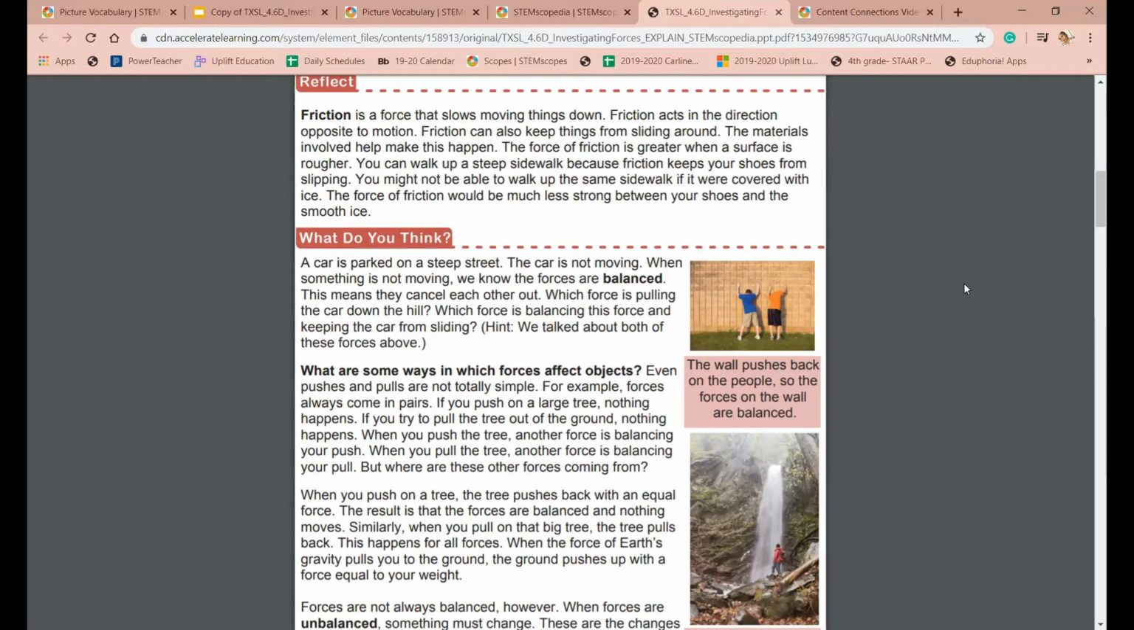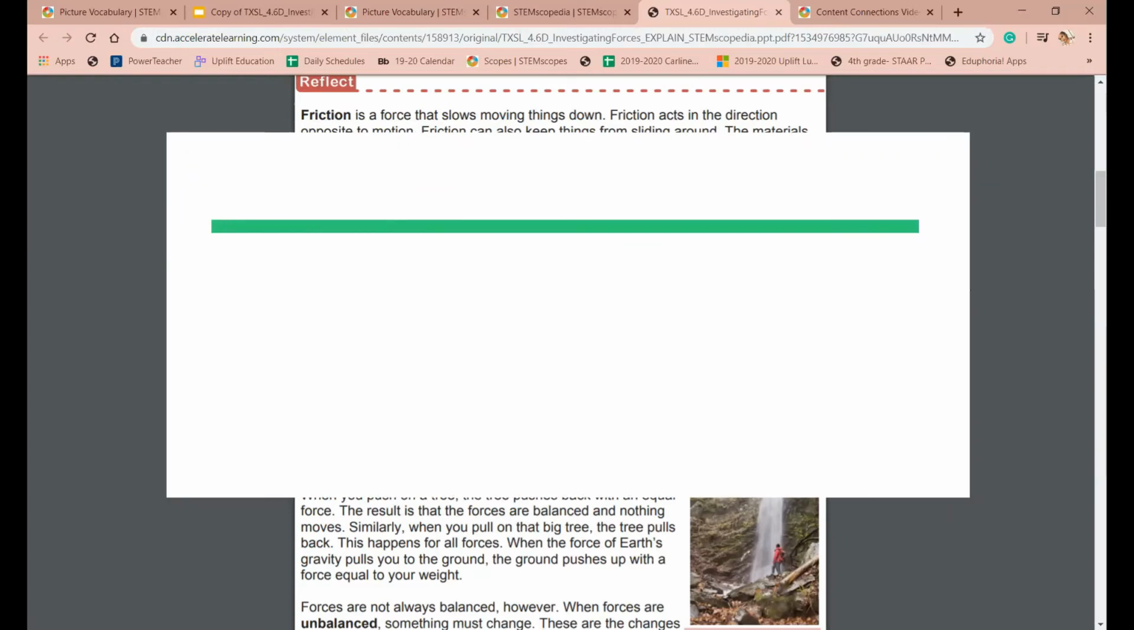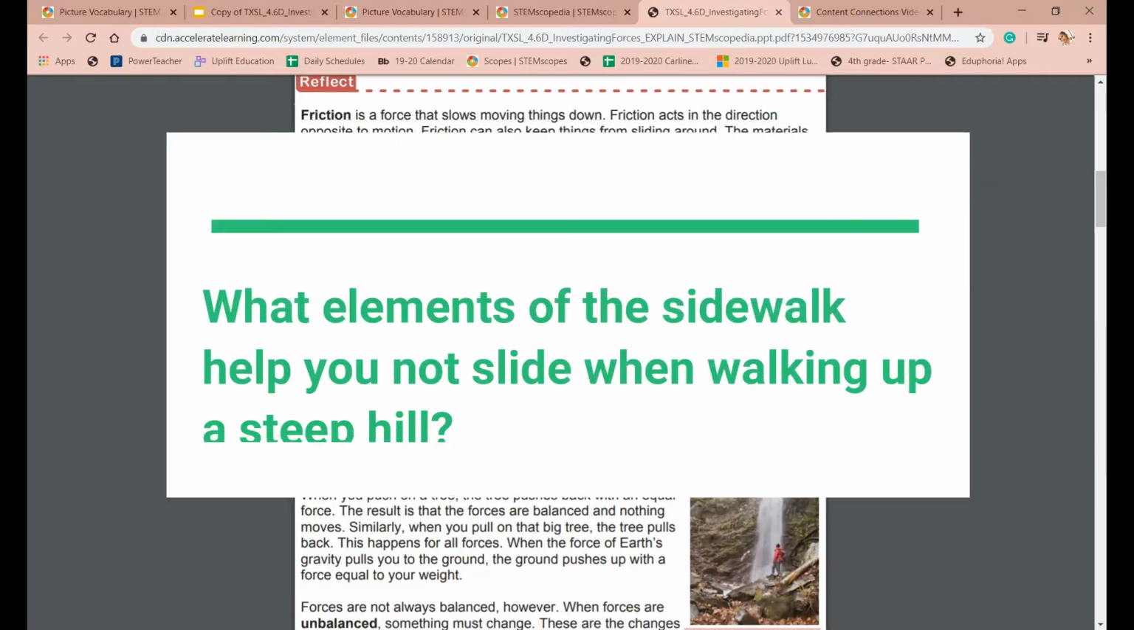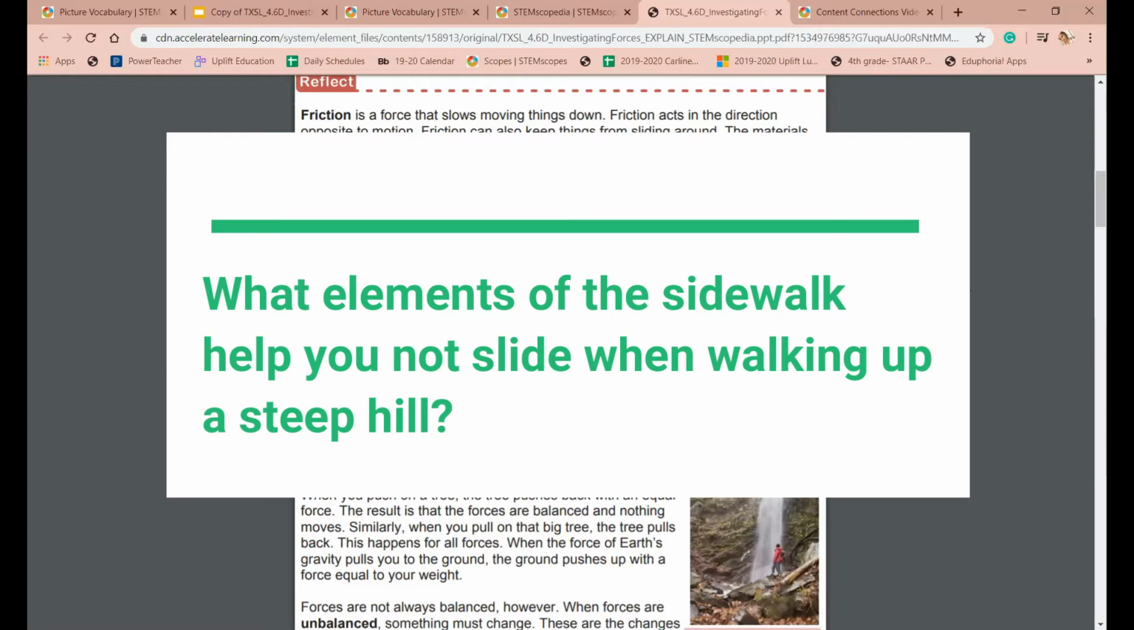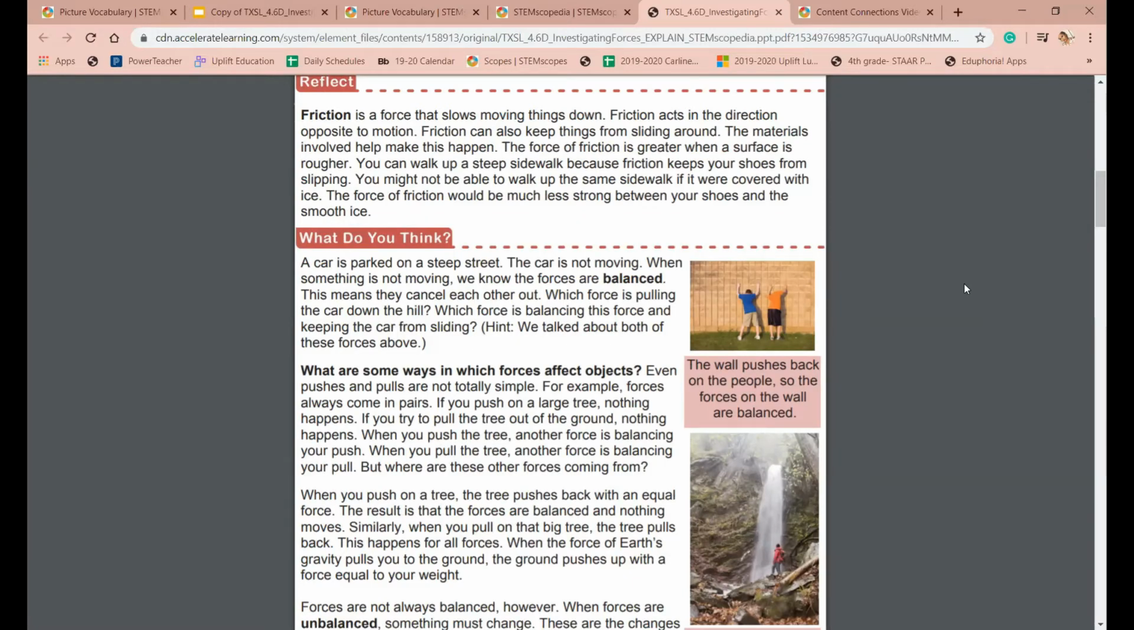So let's think a little bit deeper into this. Yes, we know that friction is what's helping you be able to walk up the steep sidewalk without falling down, but what elements of the sidewalk also help? What's the difference between a sidewalk on a normal sunny day and a sidewalk covered in ice?